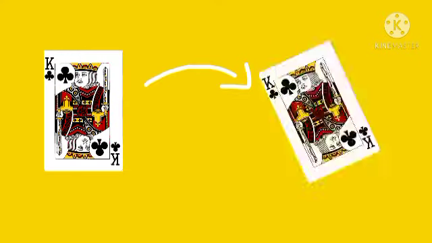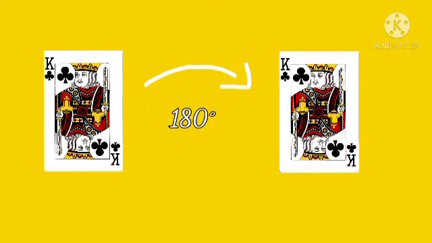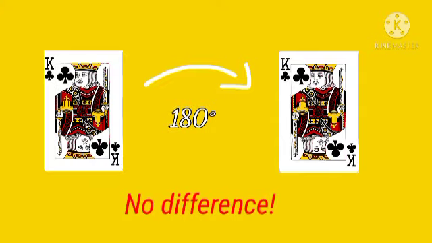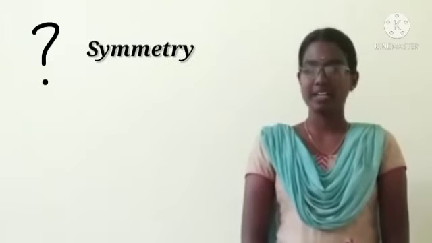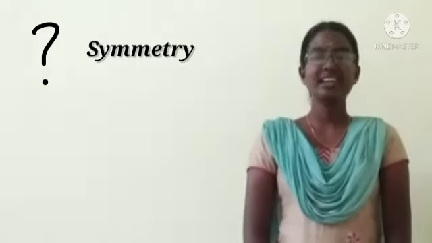Consider this card. I am going to apply some changes to this card by rotating it by an angle of 180 degrees. Now, can you find any difference between the original state of the card and this rotated state of the card? Obviously, you will not be able to find any difference. But why is it so? It is because of the symmetric property of the card. Symmetry is a change that causes no change.